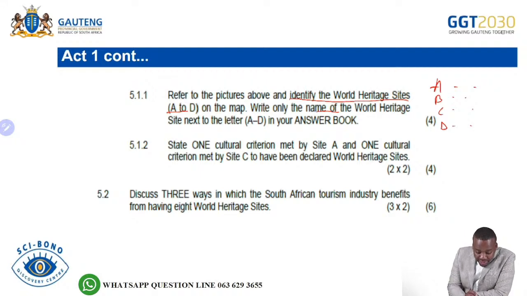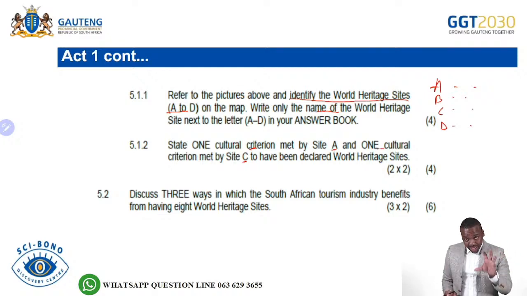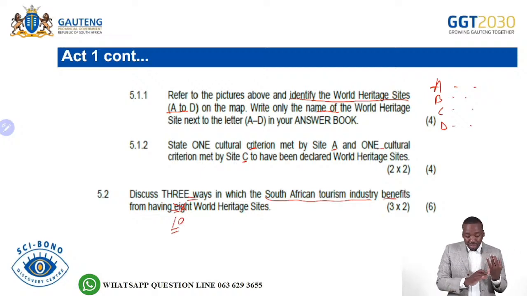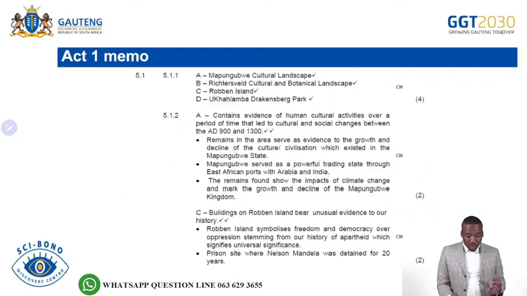5.1.2, an examiner said, state one cultural criteria met by site A and one cultural criteria met by site C, right? So it is very important that you know the criteria as you're also looking at the description. Then the last question, they said, discuss 3 ways. This is going to be a paragraph question in which the South African tourism industry benefits from having the 8. Remember, they are no longer 8. Now I said they are 10. Remember, I said they bring income, they make tourists to come to them, culture is preserved, and so on and so on. Right?